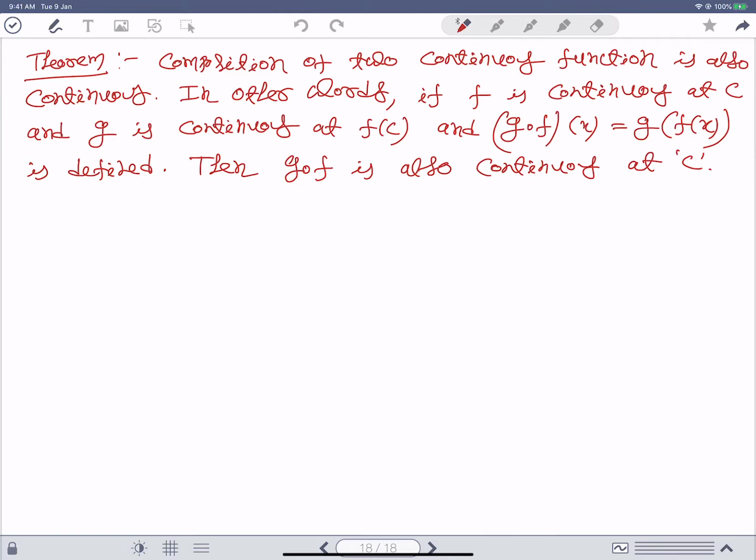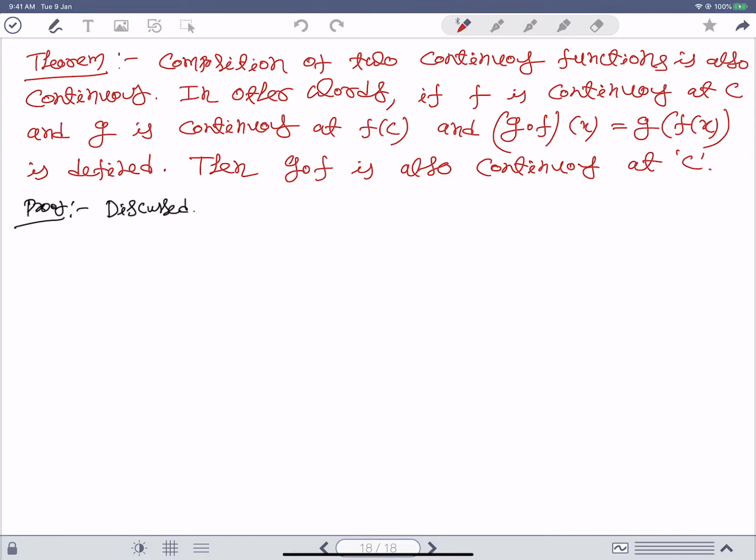Okay, the proof is also simple. You can choose any arbitrary sequence xn which converges to c. Then f of xn converges to f of c and g of f of xn converges to g of f of c. Therefore, g compose f is also continuous at c. So the proof is very simple, right?